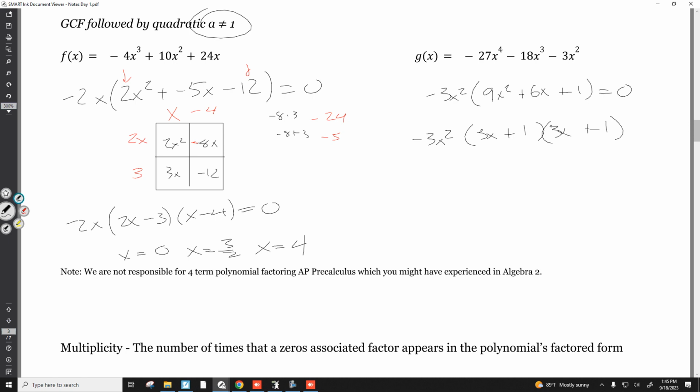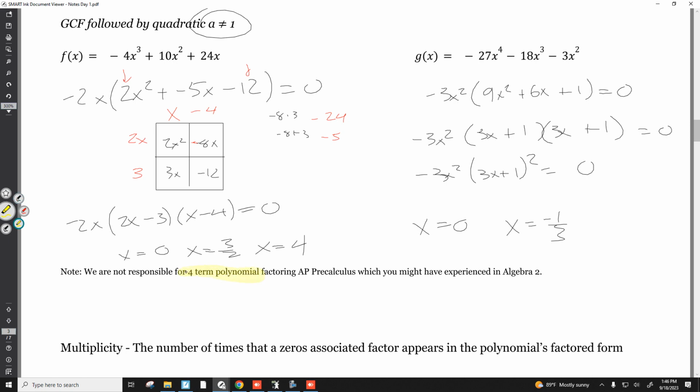Now I'm probably writing this as negative 3x squared times 3x plus 1 squared. And I'm writing x equals 0 and x equals negative a third. Cool. Heads up, we are not responsible for factoring 4-term polynomials.